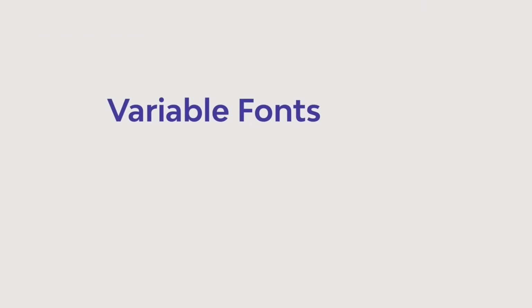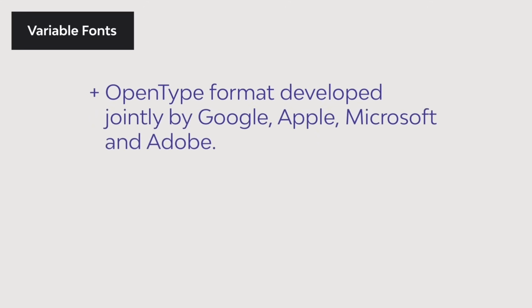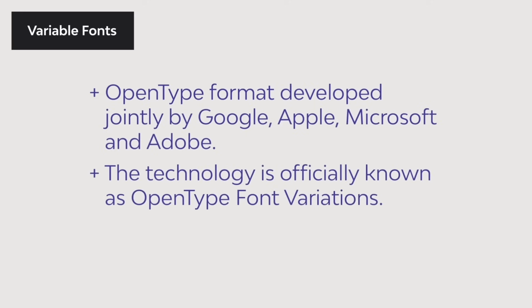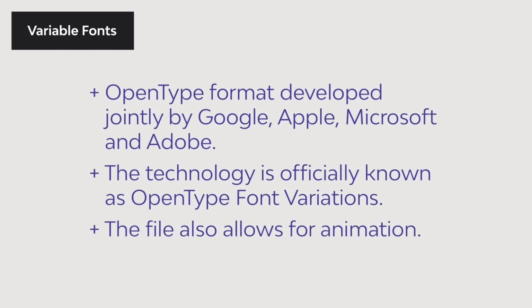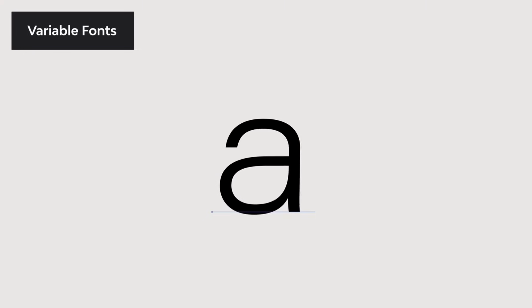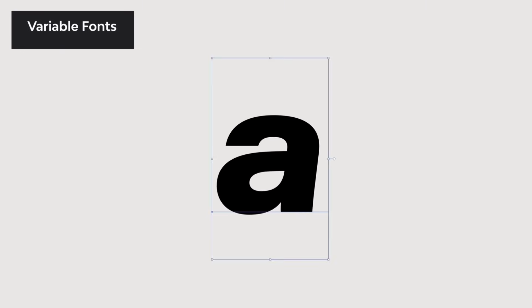And last, we have variable fonts. This is an OpenType format developed jointly by Google, Apple, Microsoft, and Adobe. These font files include new technology called OpenType font variations. A variable font can contain a font's entire glyph set, up to 64,000 variants, including weight, width, and slants.